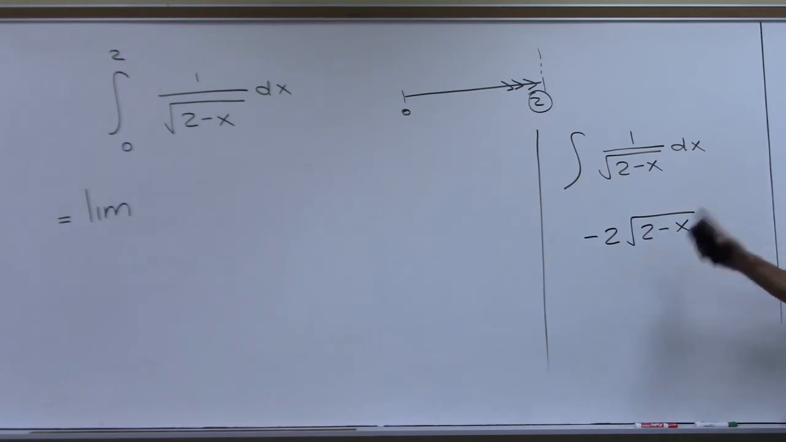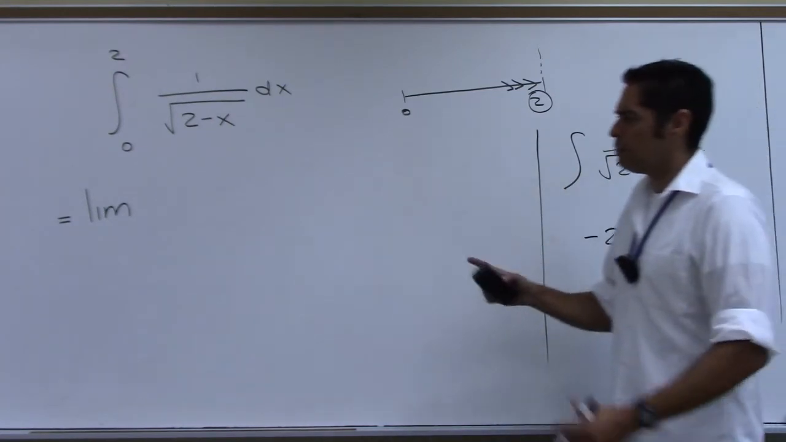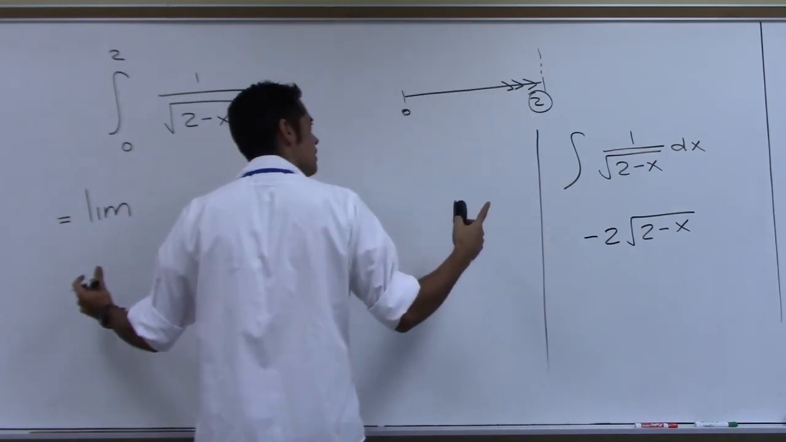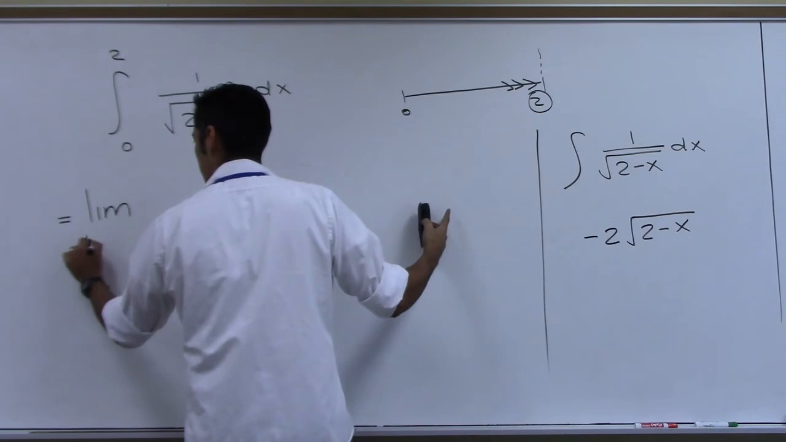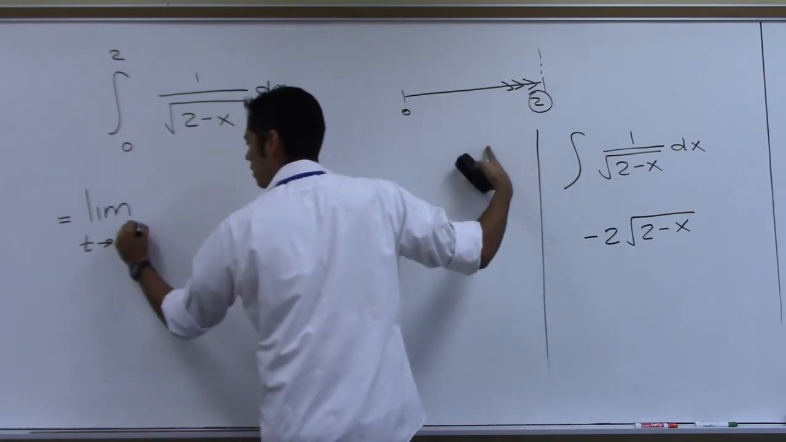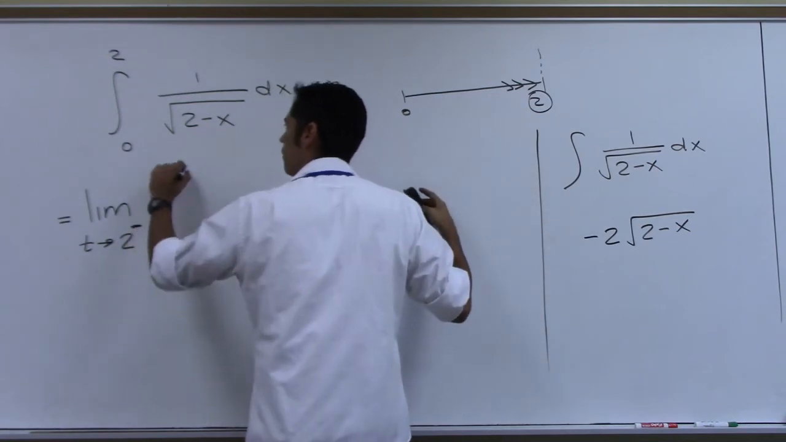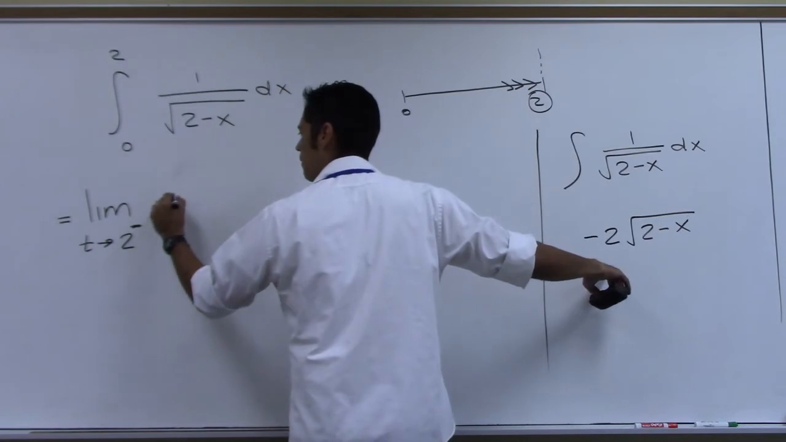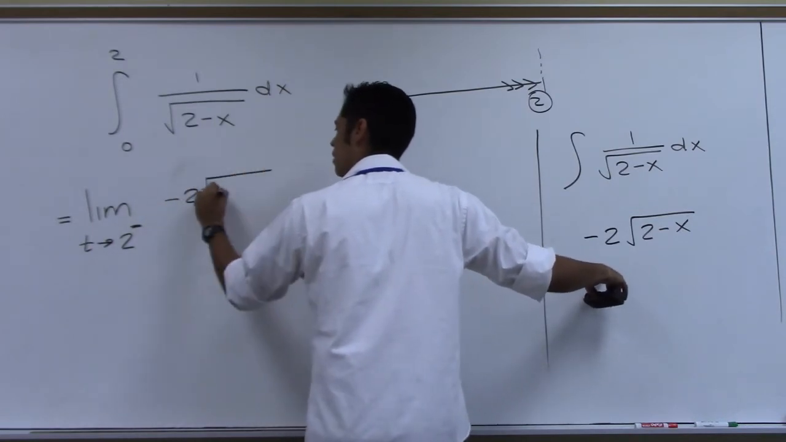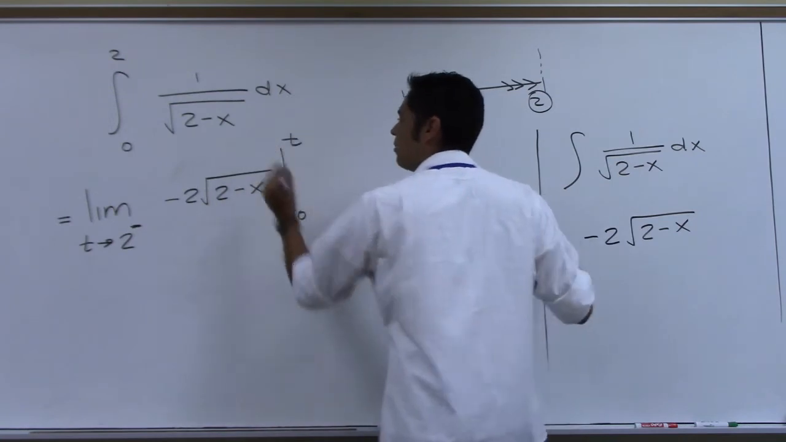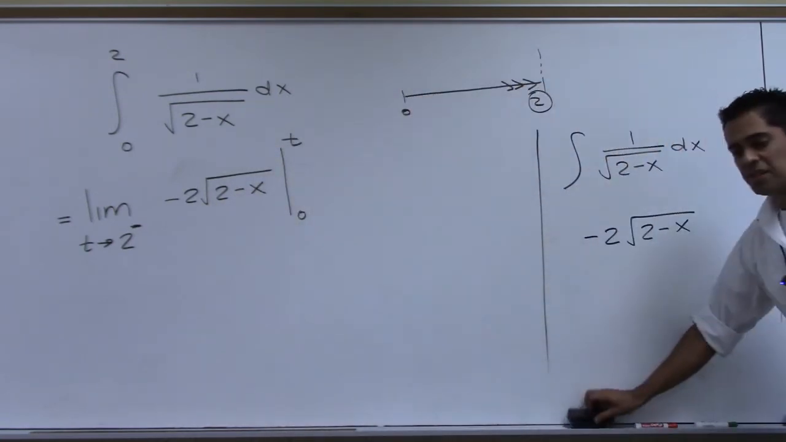All right, so I'm going to set up a limit. I'm going to let what approach what and from what side? T approaches 2 from the left. We already did the antiderivative. So this thing, negative 2 root 2 minus x, evaluation bar 0 to t, right? Replacing the 2 with t.